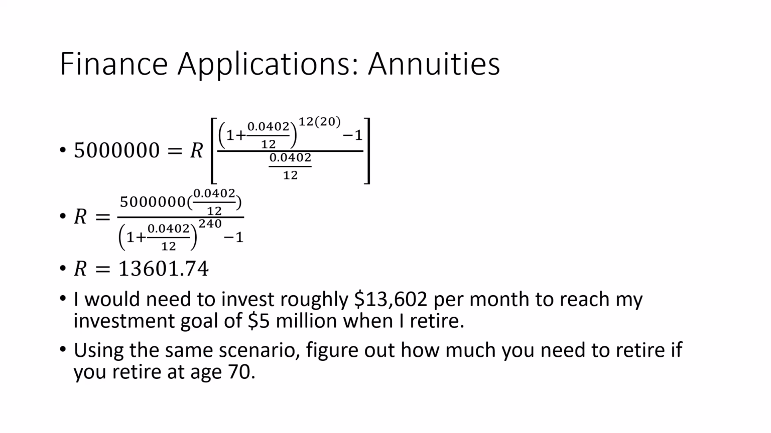So using the ordinary annuity formula, because unless otherwise stated, if it doesn't say it makes payments at the beginning of the period, then we assume an ordinary annuity. We put our numbers into that formula, we do the calculations, and we end up with roughly $13,602 per month to reach the investment goal of $5 million when I retire in 20 years.